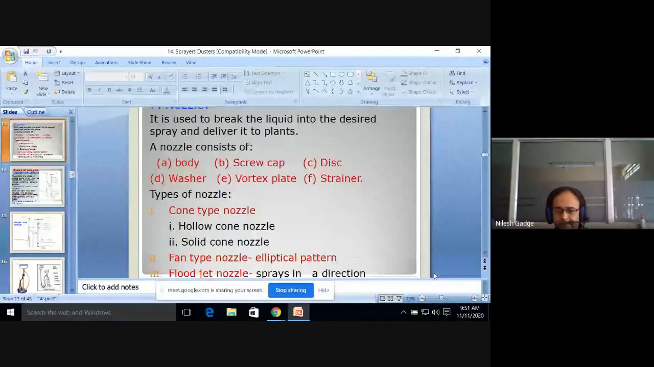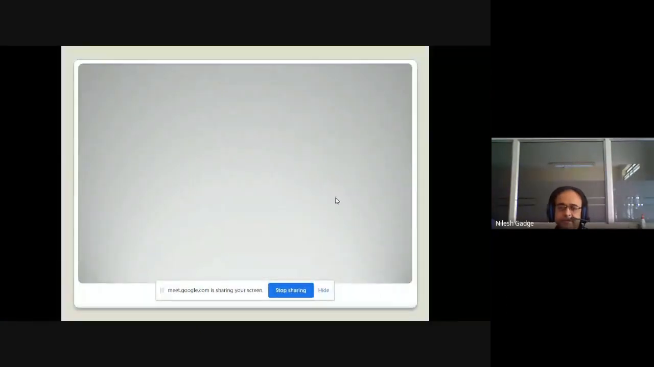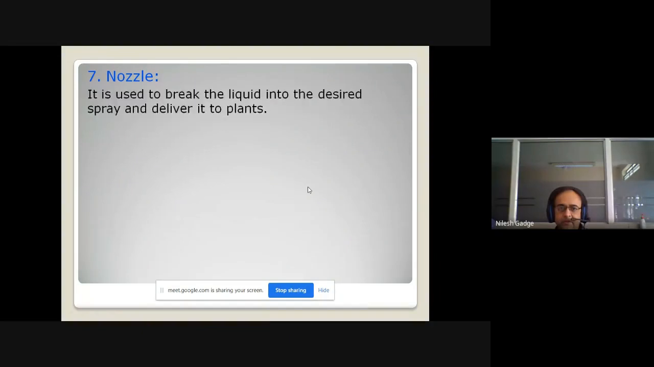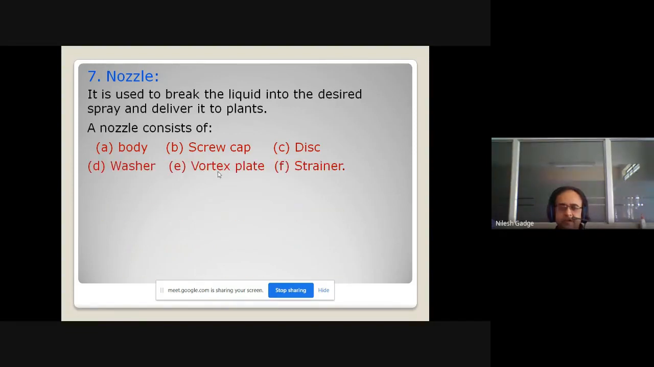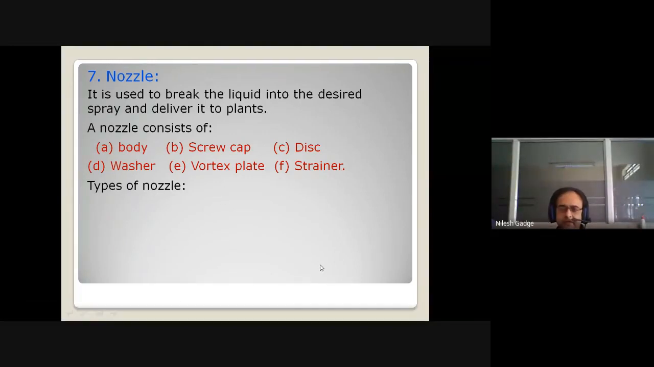So just see this. I want to explain the nozzle. The nozzle is used to break the liquid into the desired spray and deliver it to the plants. It consists of a body, which has a screw cap. Already I have shown you. The disc is there. Then the washer. This vortex plate is also called a swirl plate. A strainer is also there, but it is not available now. Then there are different types of nozzles according to the size we want. Why are there different types of nozzles?